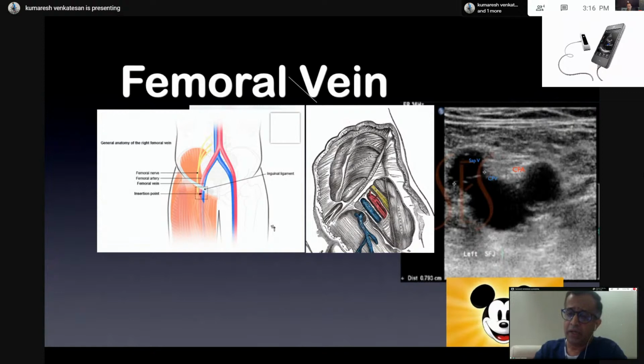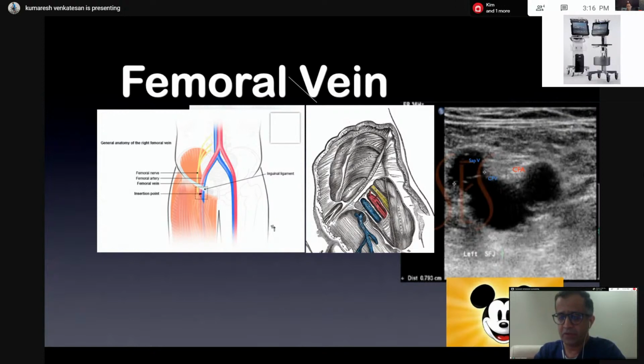Again, when you do the scanning, you can see what looks like a Mickey Mouse head sign. So that's the saphenous vein, femoral vein, and the femoral artery. Again, if you're doing cannulation, try and avoid entering at this point, because of the presence of a valve at the junction of the saphenous vein, the cannulation may be a problem. So puncture the vessel either above or below the point of joining of the saphenous vein with the femoral vein.